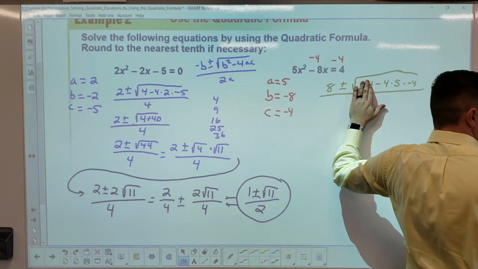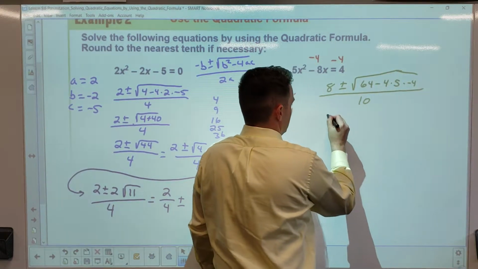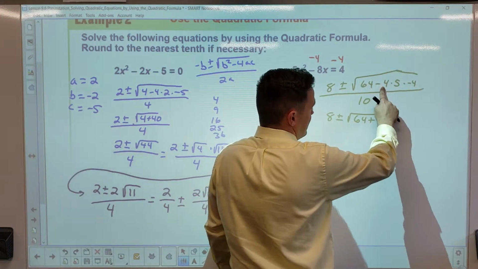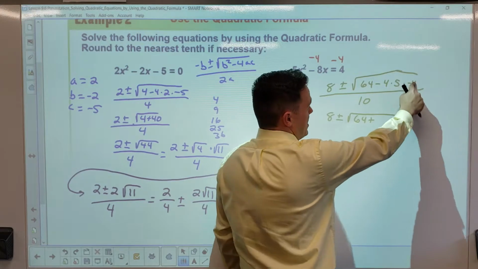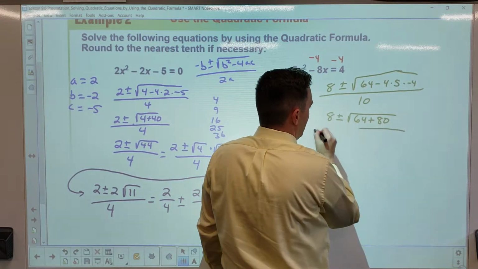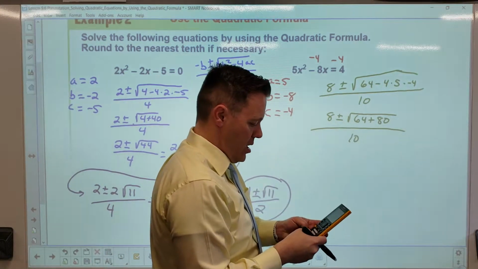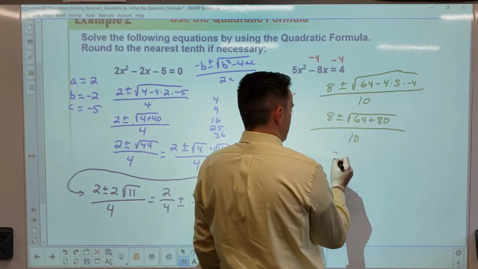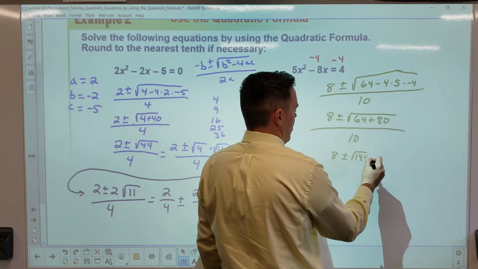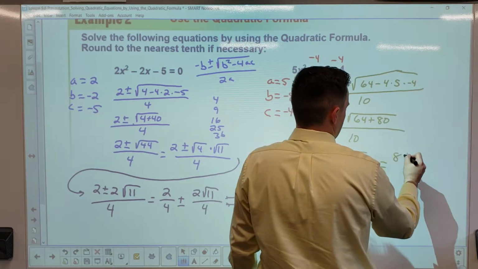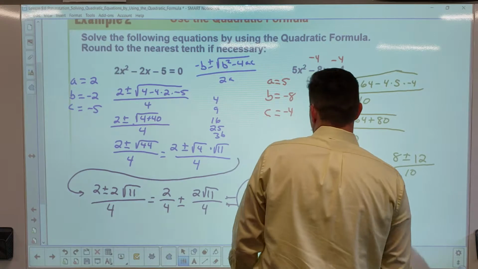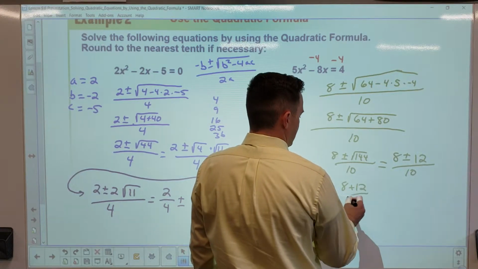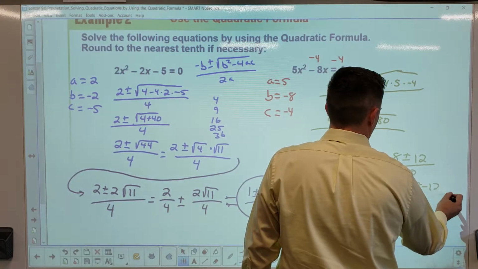So 4 times 4, so let me do this. Since I haven't done this one all day, I know it's going to be 64, and it's going to end up being a plus. So 4 times 5 is negative 20. Negative 20 times 4 is going to be positive 80, all divided by 10. So if I go 64 plus 80 is 144. Ooh, nice. So I know 144 is 12, so this is going to be 8 plus or minus the square root of 144 over 10. And this comes out to be 8 plus or minus 12 over 10. So my fractions here should end up being 8 plus 12 over 10 and 8 minus 12 over 10.